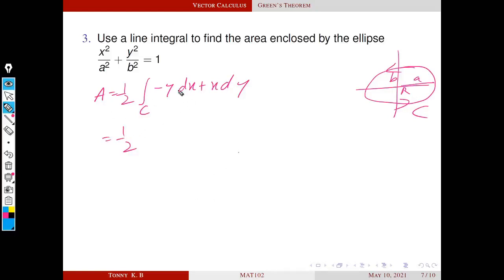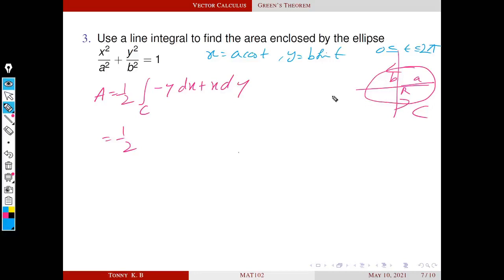We know that to compute this line integral, we have to find the parametric form of this curve. What is the parametric form of the ellipse? That is x equal to a cos t and y equal to b sin t. So this is the parametric form of this ellipse, and t is varying from 0 less than or equal to t less than or equal to 2 pi. So this is the range for the parameter t.